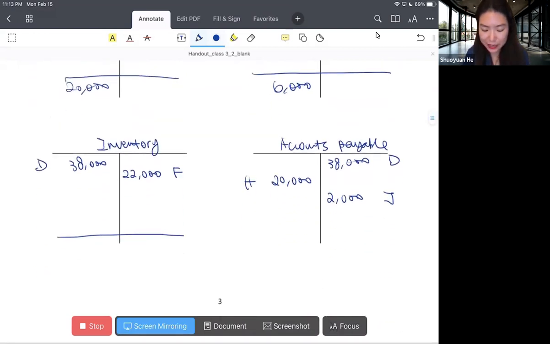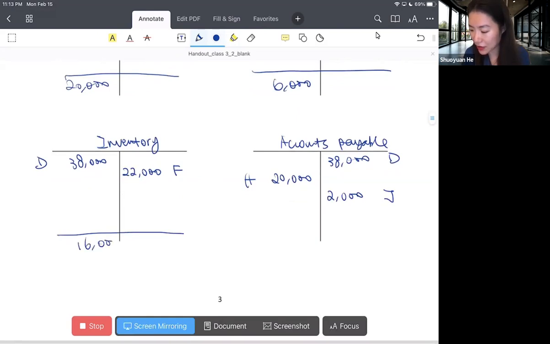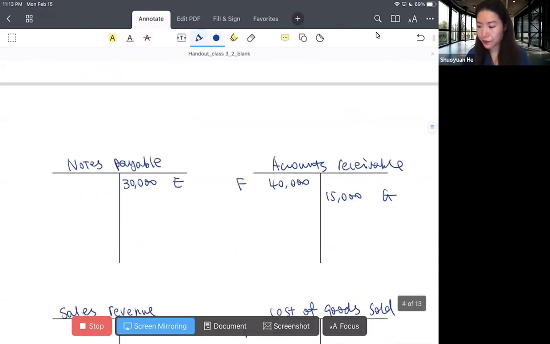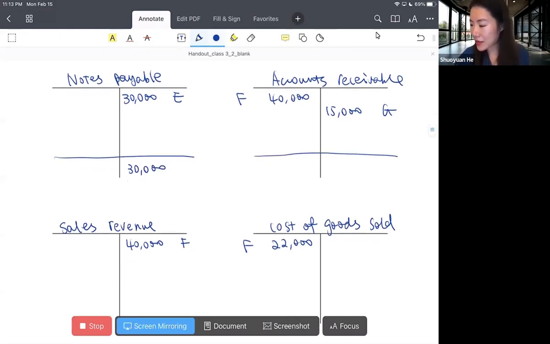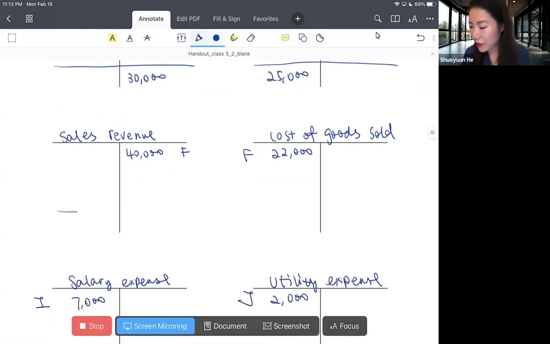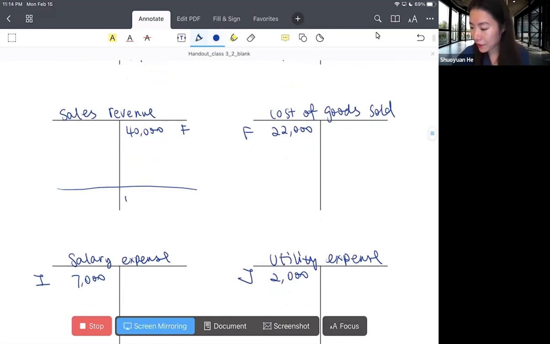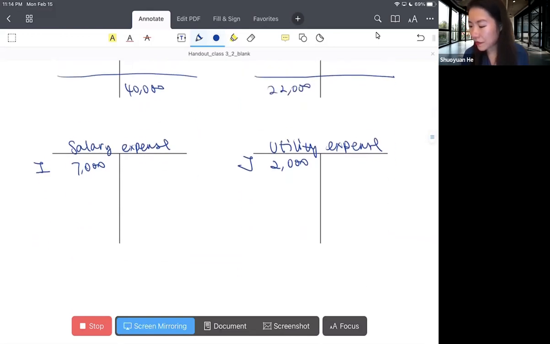Inventory ending balance is at the debit side of 16,000. Accounts payable ending balance is at the credit side of 20,000. Notes payable ending balance is at the credit side, 30,000. Accounts receivable ending balance at the debit side, 25,000. Sales revenue ending balance at the credit side, 40,000. Cost of goods sold ending balance debit side, 22,000.